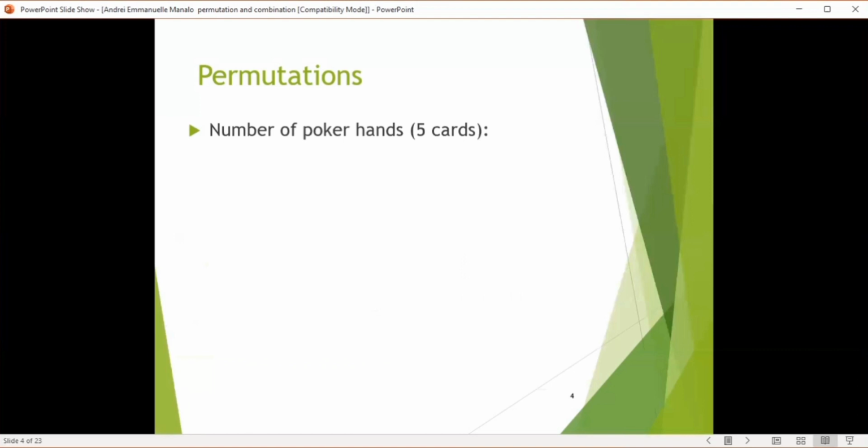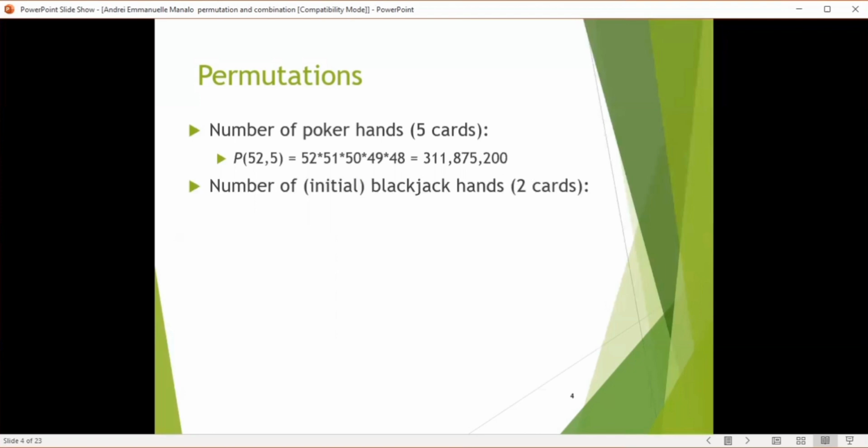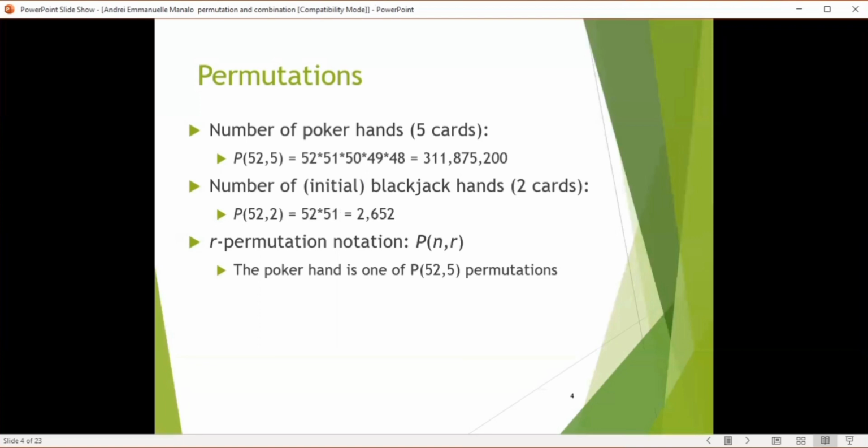The number of poker hands, 5 cards, P(52, 5) equals 52 times 51 times 50 times 49 times 48, which equals 311,875,200. The number of initial blackjack hands, 2 cards, is P(52, 2), which equals 52 times 51, which equals 2,652.